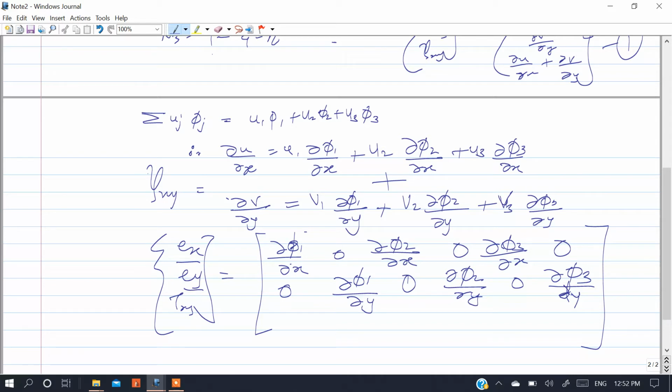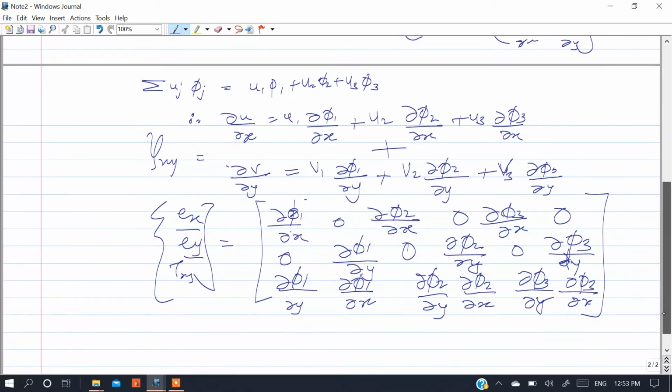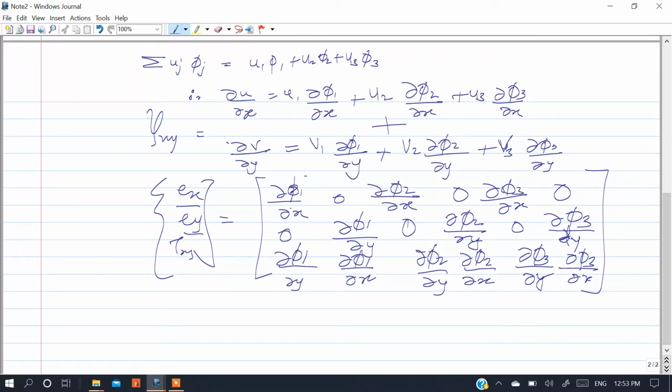Okay, and the addition, that is the product, that is phi 1 dy into phi 1 dx, then phi 2 dy, phi 2 dx, phi 2 dy and phi 3 dx. Okay, in this way we have written the formulas, and I will call this equation number 2.